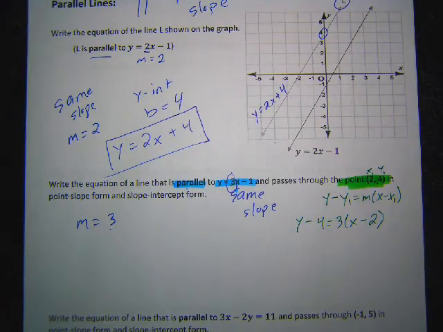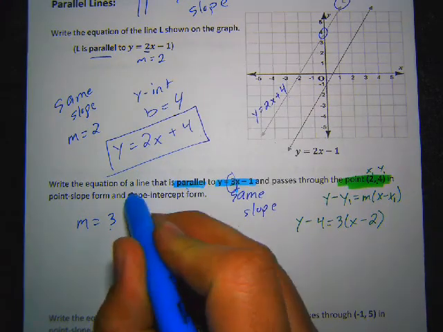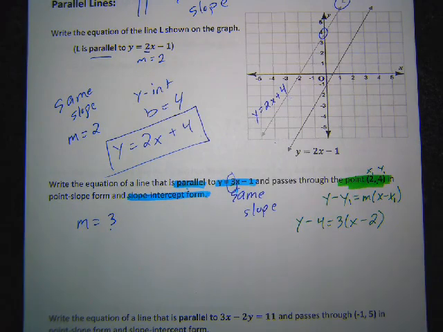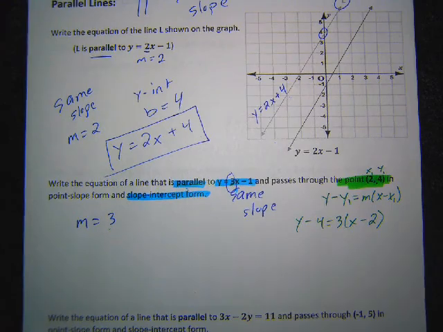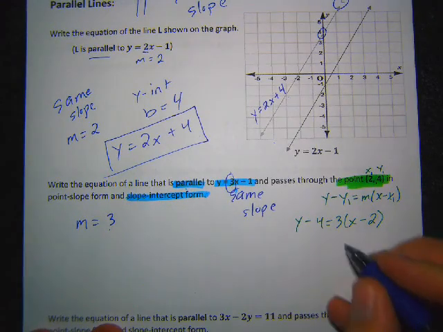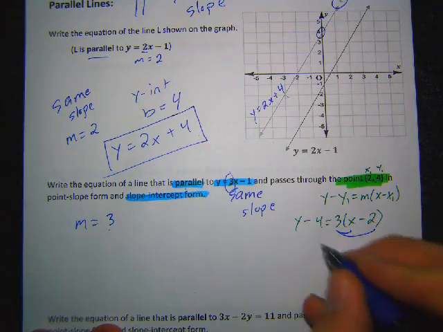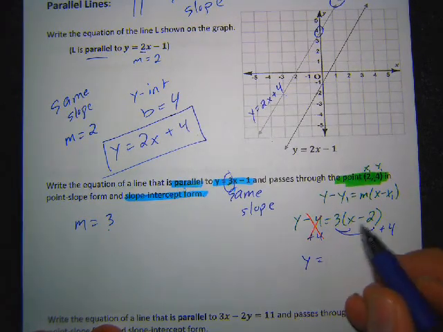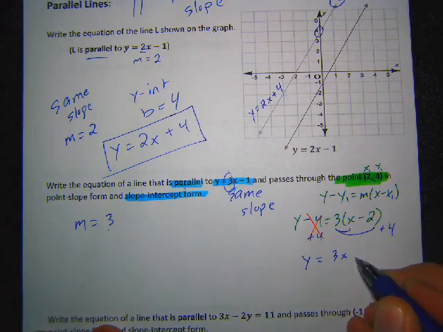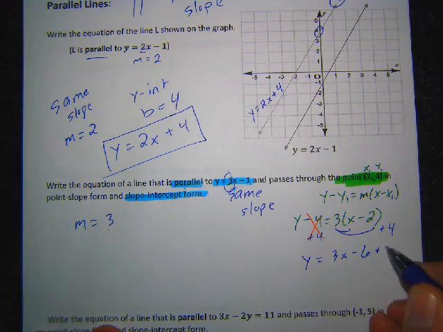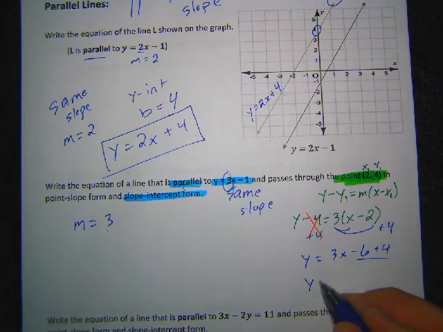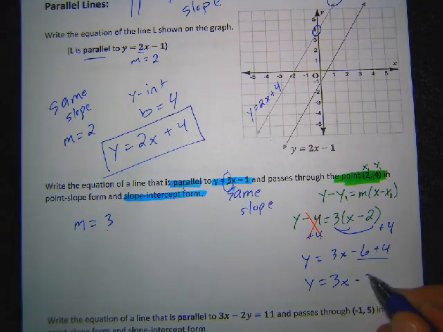Again, if they want it in slope-intercept form, which they always do, because they want us to make sure we can get both point slope and slope-intercept form, we need to go back and solve this for slope-intercept form. We need to get that distribution done, get rid of the parentheses, and add 4 to both sides to get rid of this minus 4, so that way we can get the y by itself. Here we get 3x minus 6, right? Because 3 times 2 is 6. Then still plus 4. And now we can combine those two terms so we get y equals 3x minus 2.